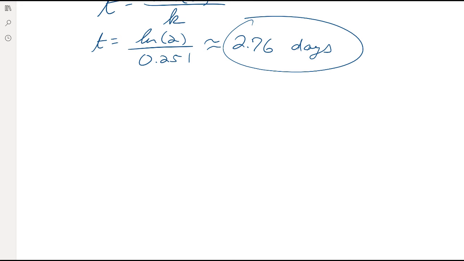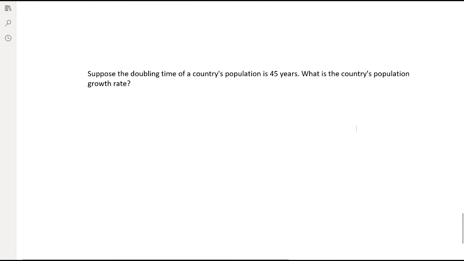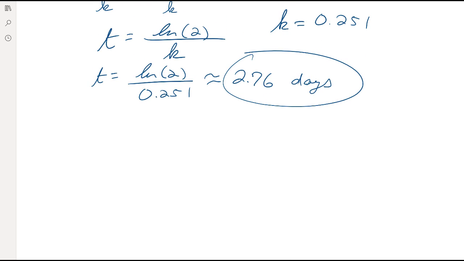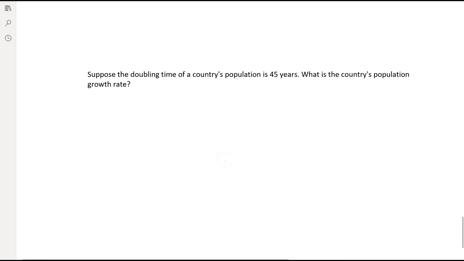All right, next question. Suppose the doubling time of a country's population is 45 years. What is the country's population growth rate? All right, so we are going to borrow the work that we've already done. We have shown before that an exponential model's doubling time can be found by this formula. T is equal to the natural log of 2 divided by k. So let's bring that formula down here.